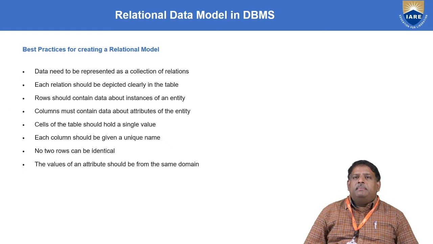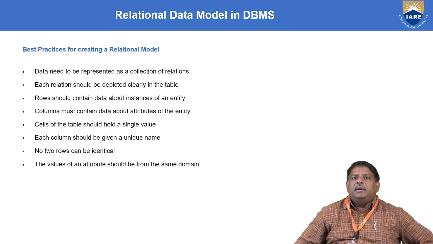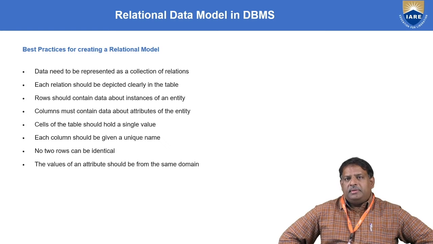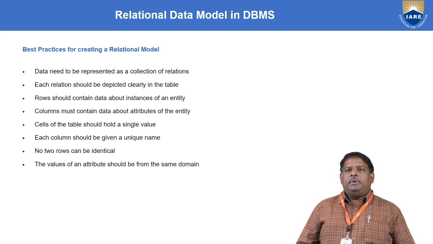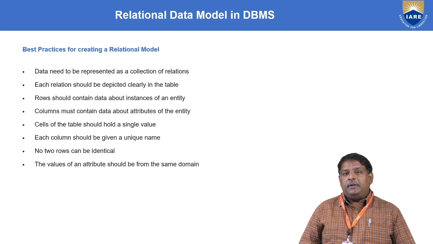Now, let us see the best practices for creating a relational model. The first best practice is that data needs to be represented as a collection of relations. Each relation should be depicted clearly in a table. A row should contain data about the instances of an entity.